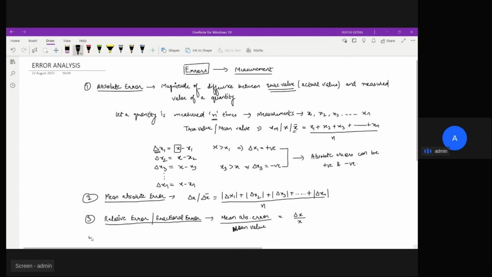Now the fourth one is percentage error. As the name suggests, it is the fractional error multiplied by 100. So it will be delta x by x multiplied by 100. Okay, so these are all the types of errors.